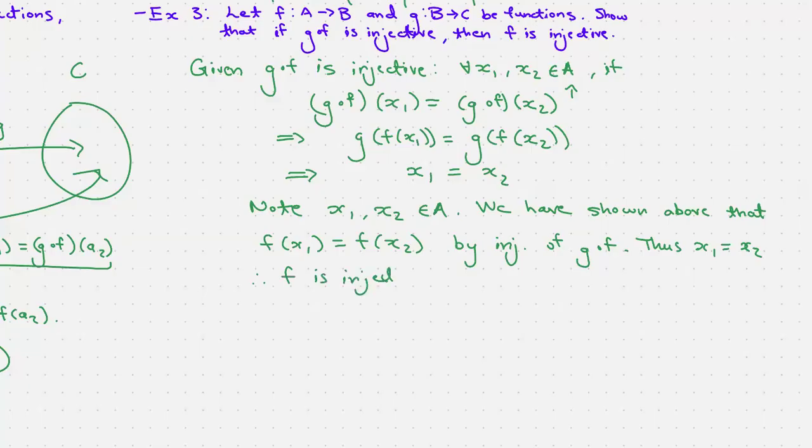So there's a second part of this problem that I left out intentionally, and that's to show that g is surjective, or is a surjection from B to C. But I feel that I should leave that up to the viewer.